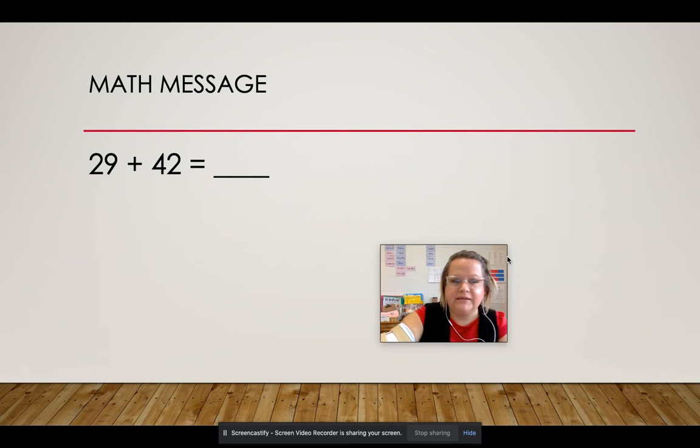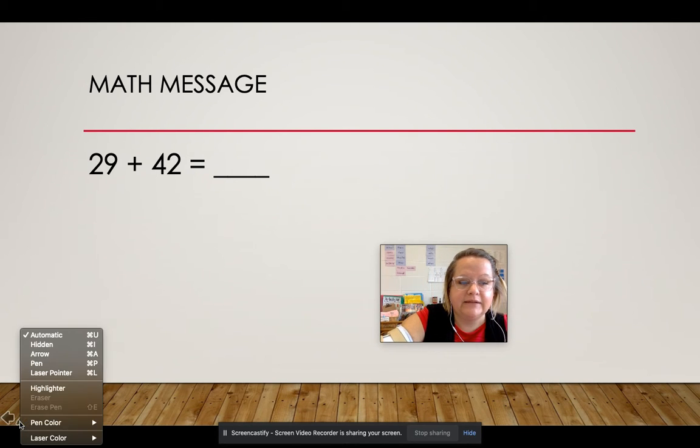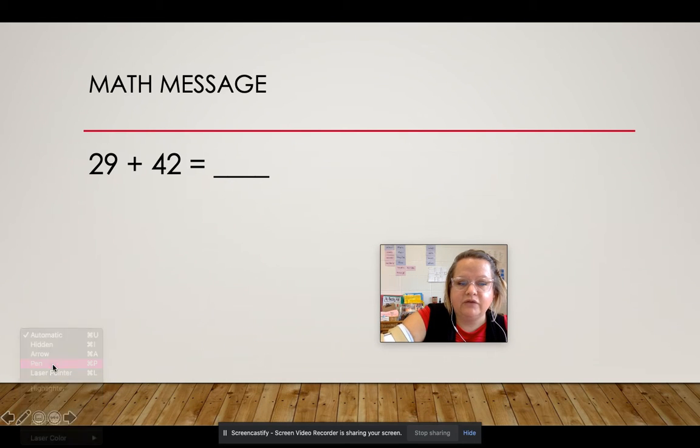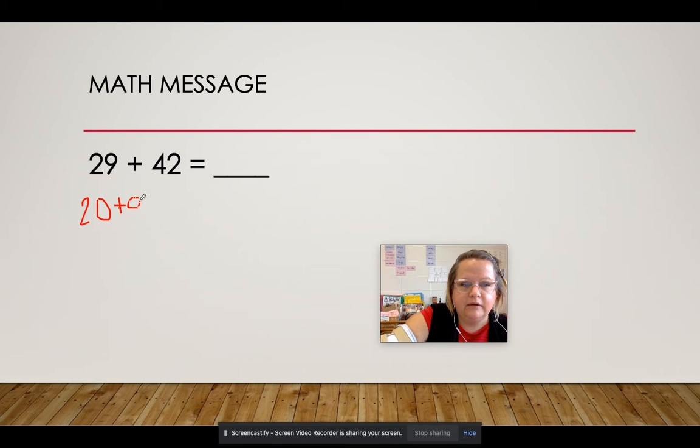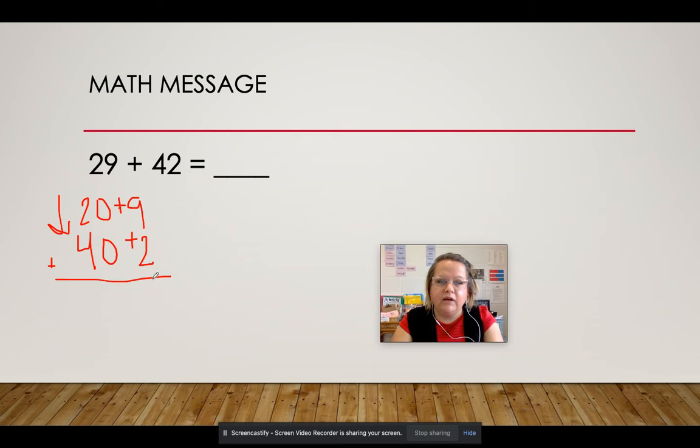Okay, for our math message, we're going to use partial sums addition. If you remember, it's using expanded form to add our numbers together. So we're going to do 20 plus 9 and 40 plus 2. And then you can add down. So go ahead and work on that problem. I'll give you a moment if you'd like to pause.